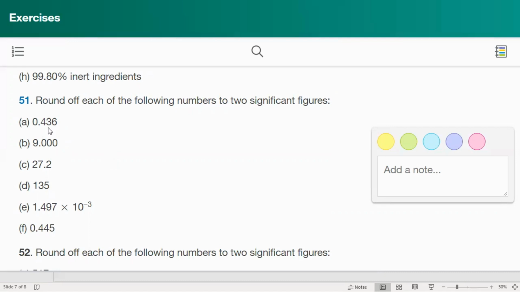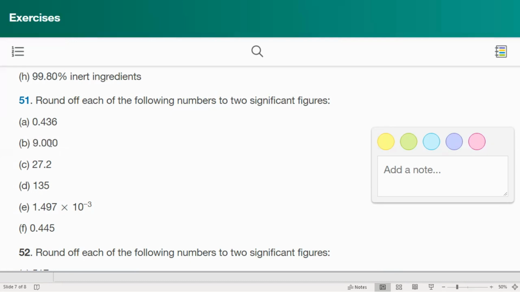So 0.4, and then the last significant figure, whether we round up or down depends on the number to the right of it. If it is greater than 5, we round up. So this would be 0.44, and the answer is 0.44. This one has 4 significant figures.